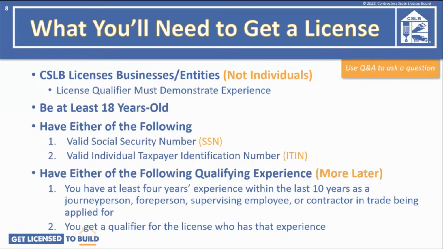Here is the short list of minimum qualifications you will need. You must be at least 18 years of age. You must have either a valid Social Security number or valid Individual Taxpayer Identification Number, or ITIN. You can qualify the license in one of two ways. First, you can qualify the license by having at least 4 years experience within the last 10 years as a journey person, foreperson, supervising employee, or contractor in the trade being applied for.